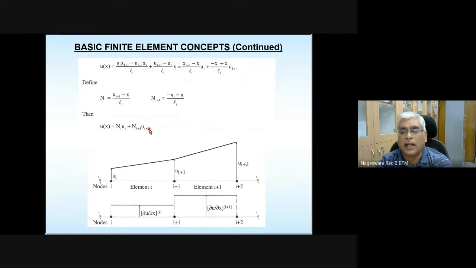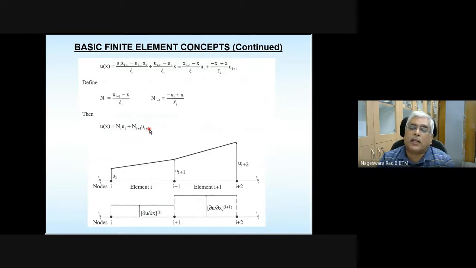So Ni and Ni+1 take the position of 1 and x. 1 and x are the basis functions. Similarly, Ni and Ni+1 can be considered as basis functions. Shape functions, or interpolating functions, are nothing but basis functions.